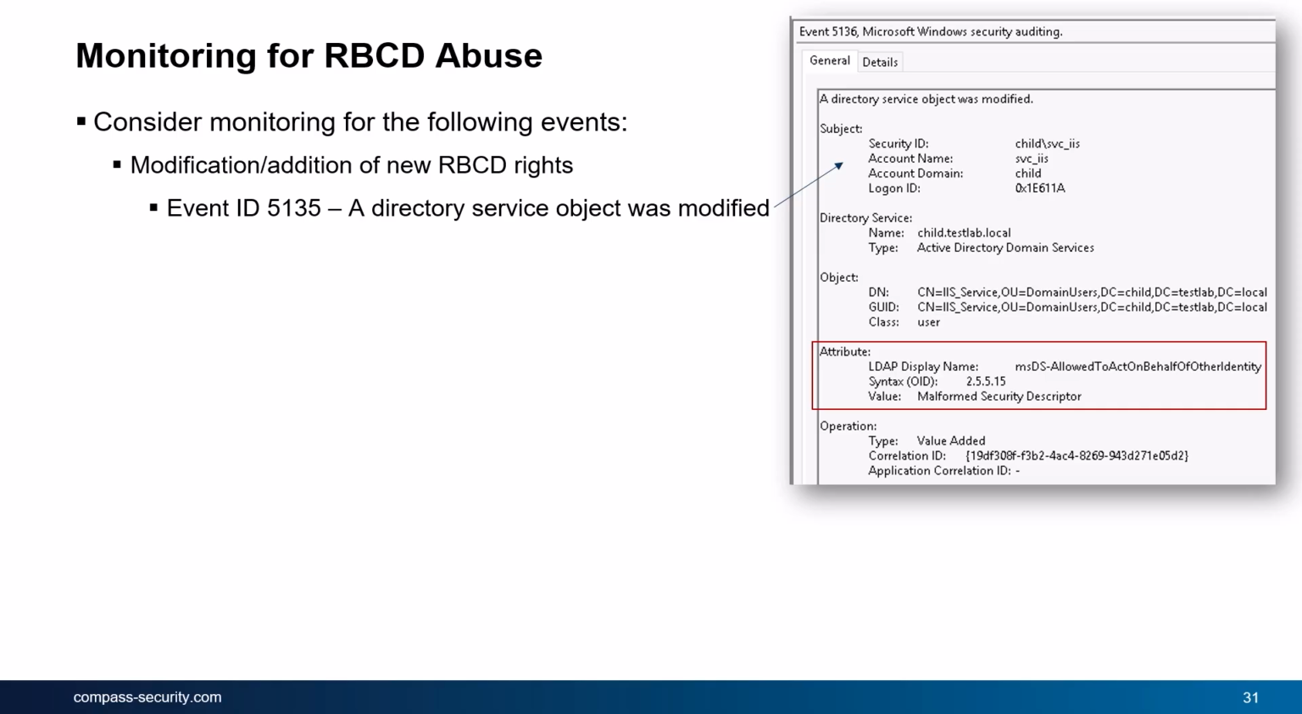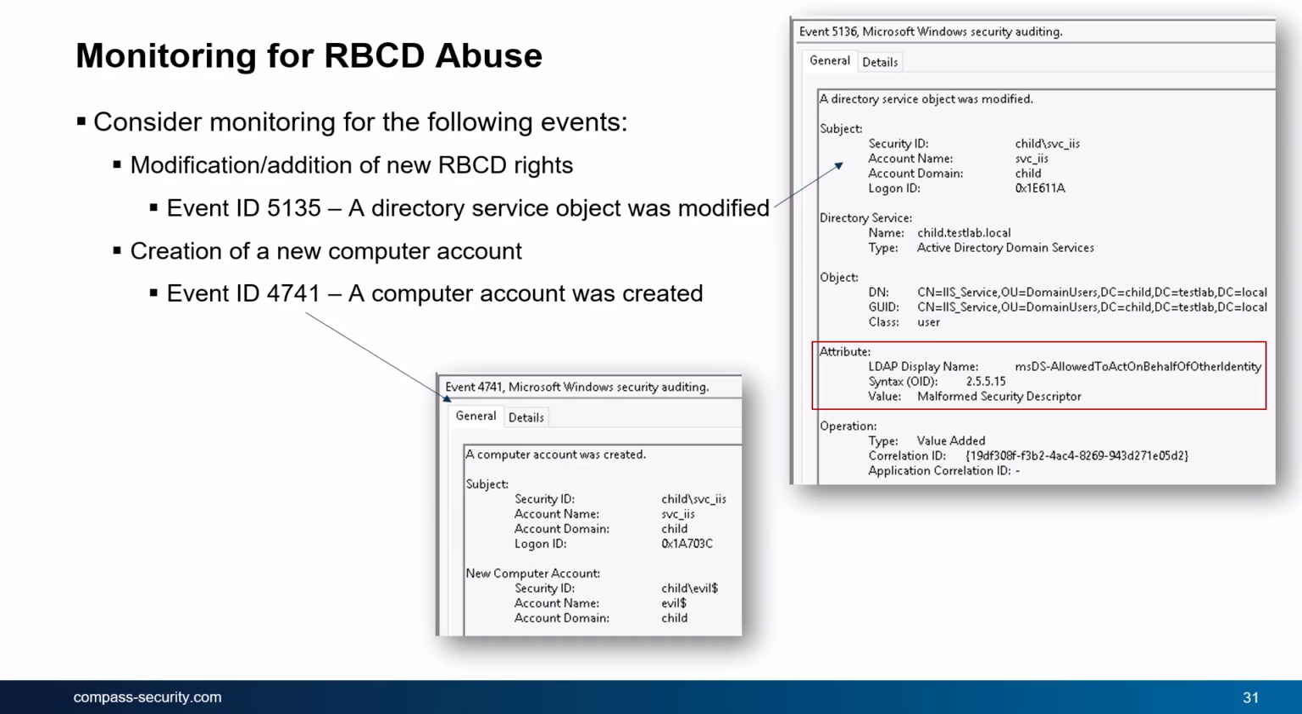And then secondly, we've also seen the exploit with adding a new computer account to the domain, so RBCD can be configured from that account. So you can also look for the creation of new computer objects. That will be ID 4741. And again, here look for the new computer account that was created, also by which account it was created. Is it in line with all the other similar events in your environment, and so on and so forth.